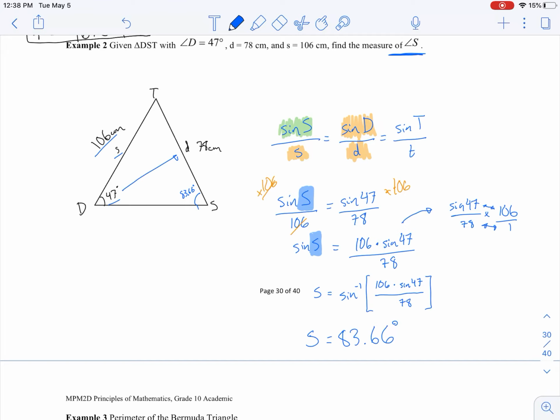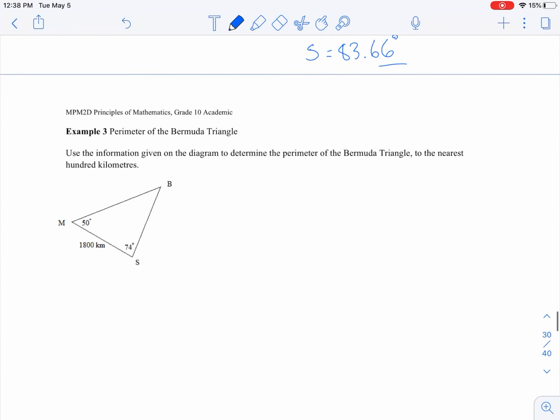Once again, the question doesn't say where to round. So round to the nearest hundredth when in doubt. The question does not say.